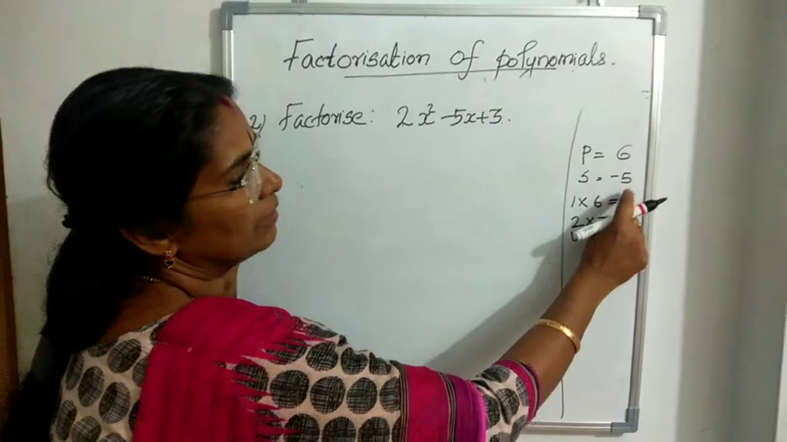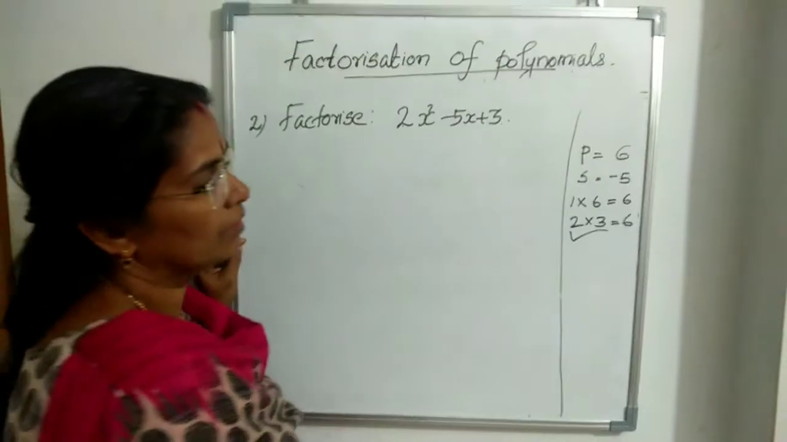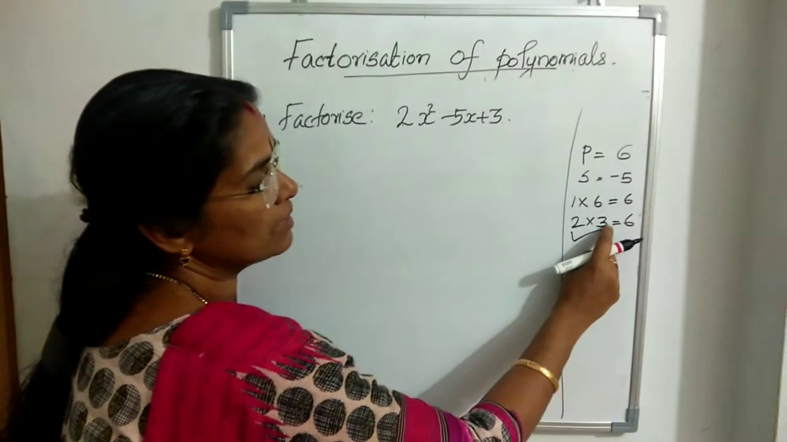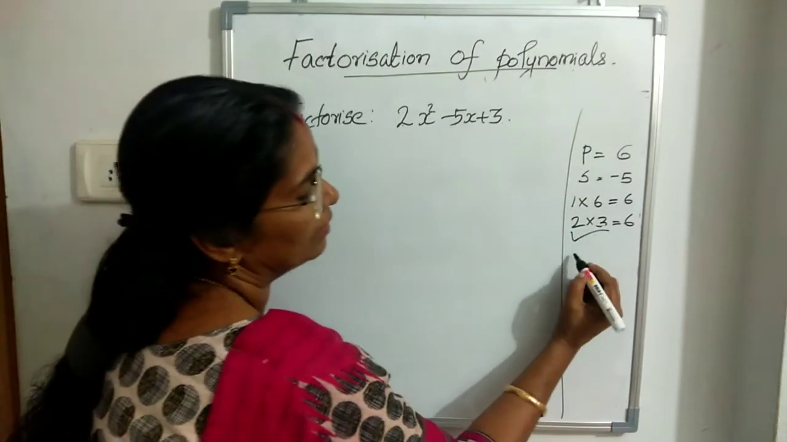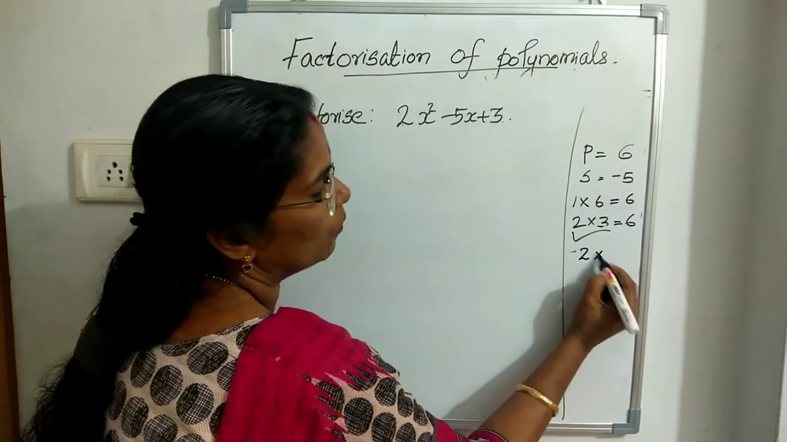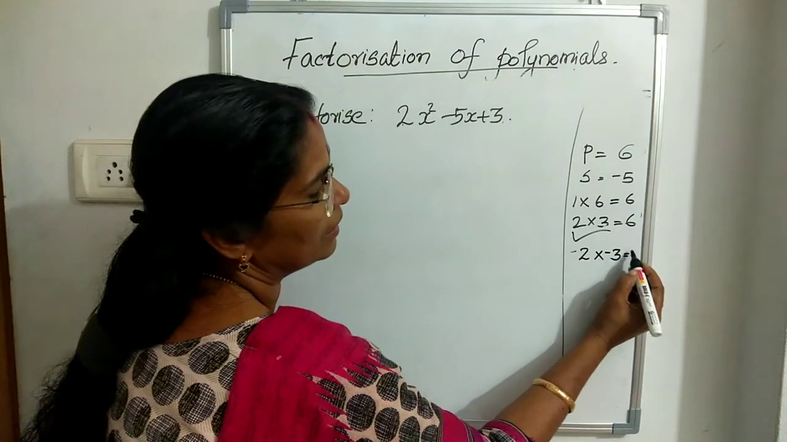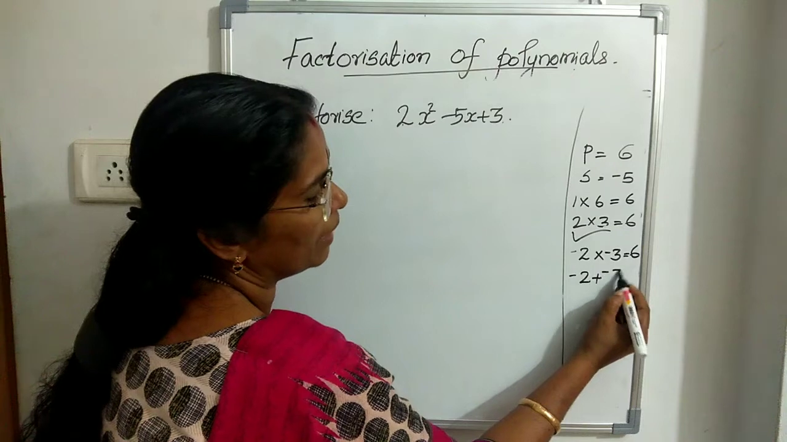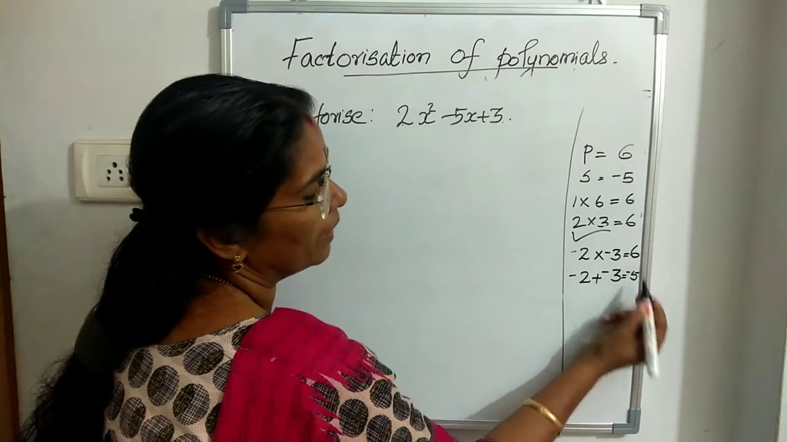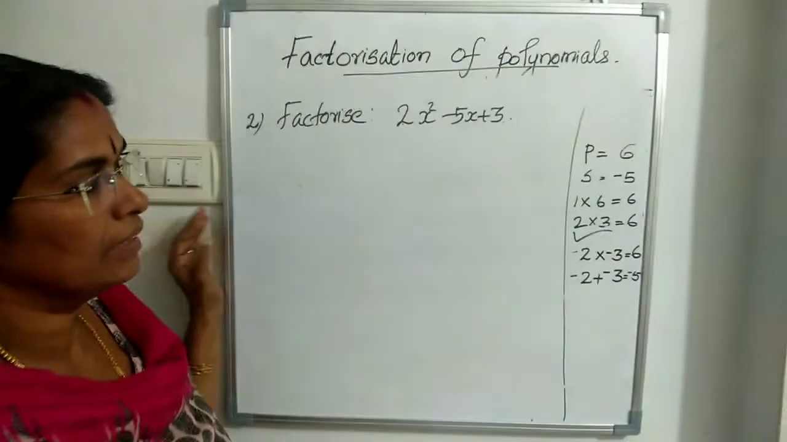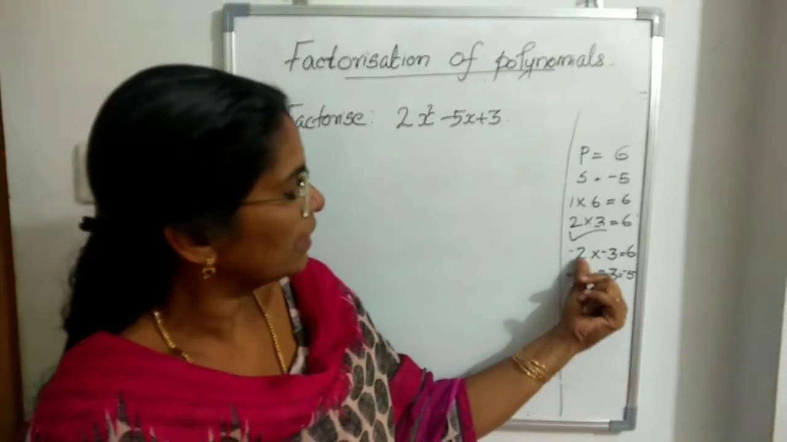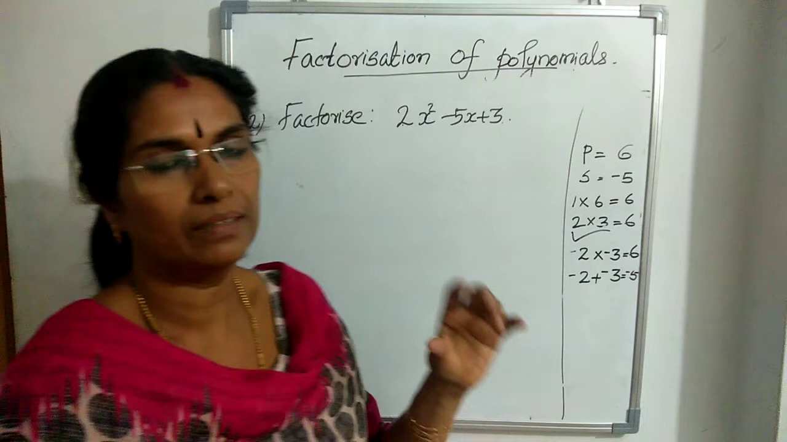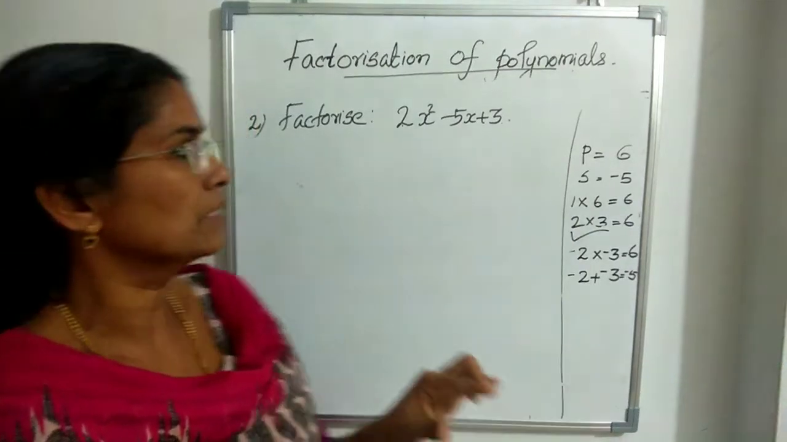Now look at the sign. Product is positive, sum is negative. So we have to select the signs of these two numbers. Now look here, minus 2 multiplied by minus 3 becomes positive 6. Minus 2 added to minus 3, we will get minus 5. Clear? So we have to select the numbers as minus 2 and minus 3. Okay, these are the two numbers.